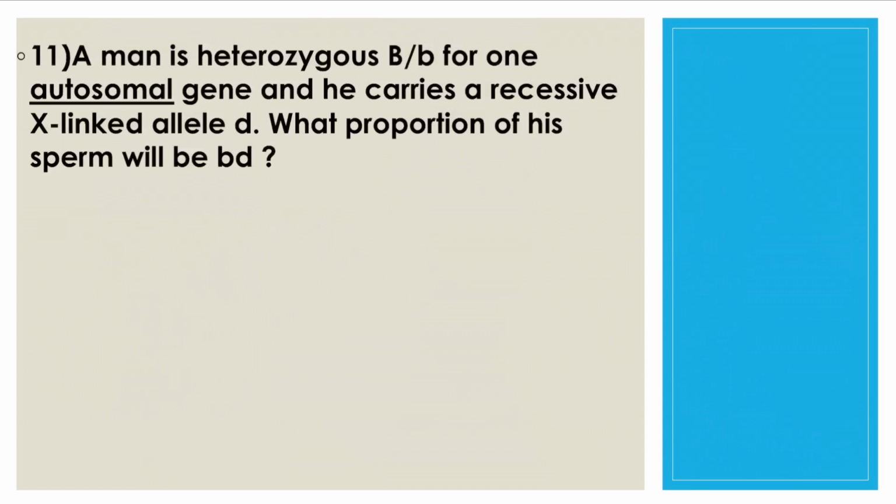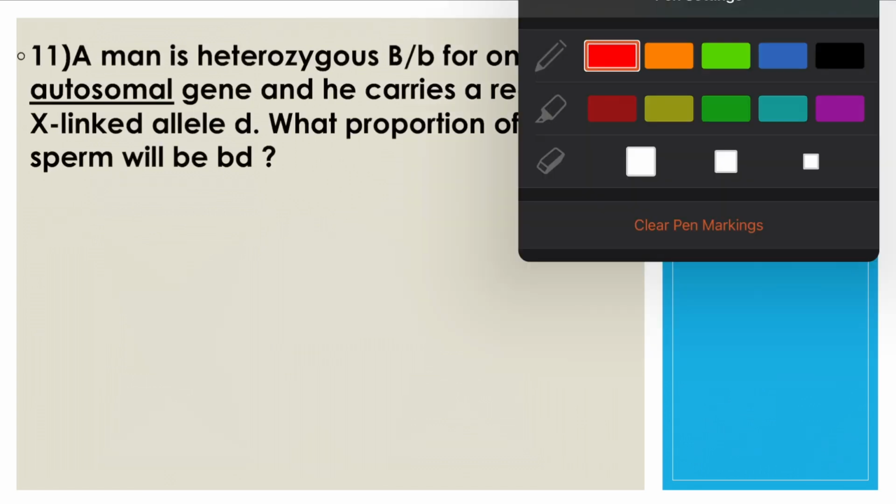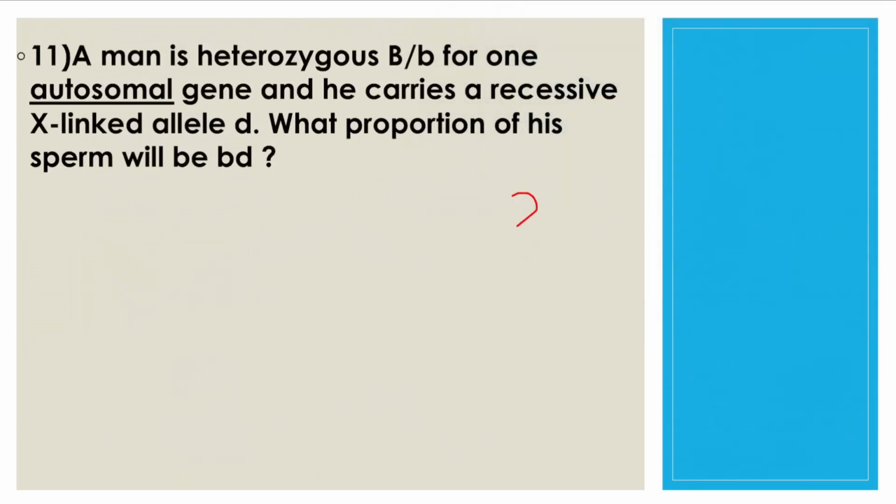A man is heterozygous Bb for one autosomal gene and he carries a recessive X-linked allele d. What proportion of his sperm will be BD? For human beings, there are two sets of autosomes. We write 2A. Why? All the autosomes are in pairs. We have 46 chromosomes, but they are in 23 pairs. So we write it like 2A, 2 sets of autosomes, plus for men X and Y. The men have 2 sets of autosomes and one X chromosome and one Y chromosome.